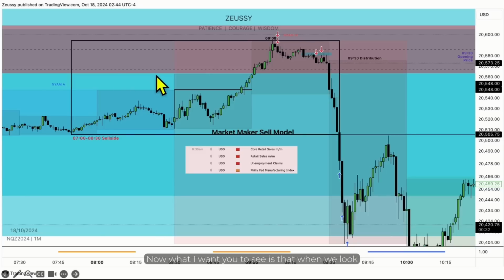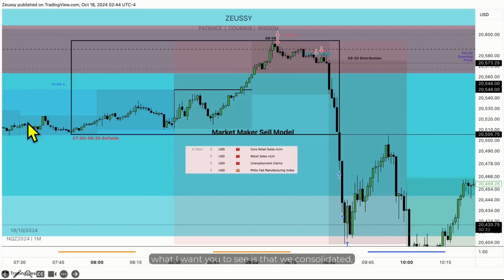Now, what I want you to see is that when we look at this delivery through the lens of 90-minute cycles, we can see that between 7 to 8:30, the market was literally going back and forth, back and forth, back and forth. This was that consolidation which I was referring to. Notice that I've annotated this row right here. I am not showing the full cycle from 7 to 8:30 because else I couldn't fit it all on this slide right here.